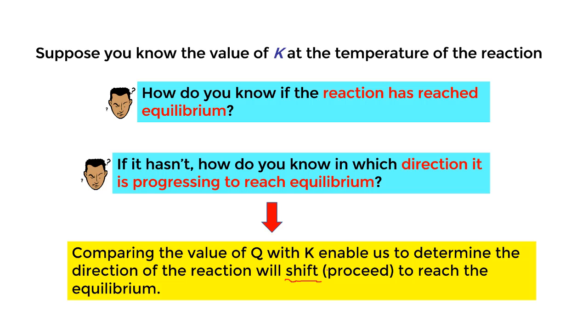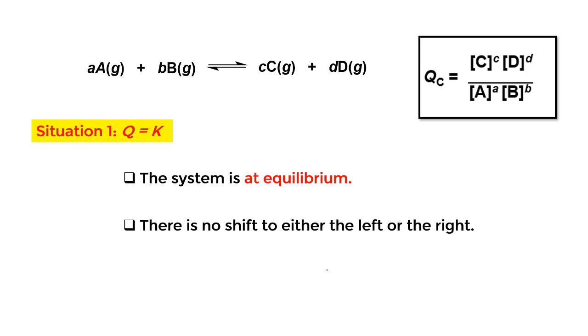Okay, so now let's continue. I have general equation here. So the first situation, if you know the Kc or Kp value, kita tahu nilai Kc atau Kp. Okay, sekarang kita nak tahu adakah reaction itu sudah mencapai equilibrium ataupun tidak. Ideanya adalah kita kena kira Q. Sama ada Qc ataupun Qp.